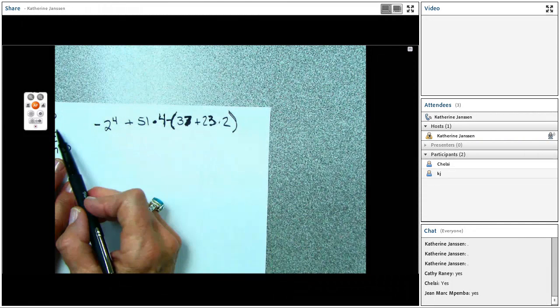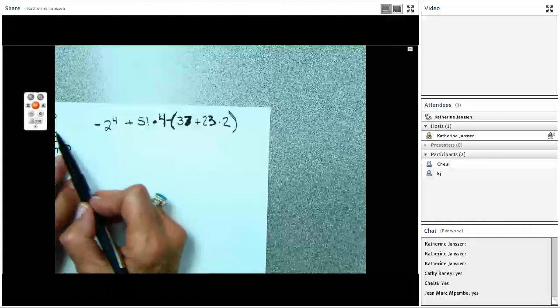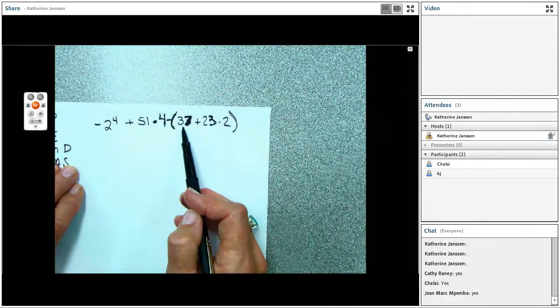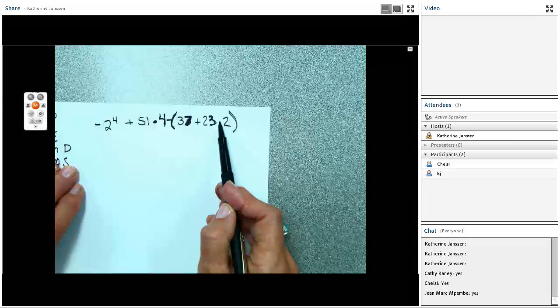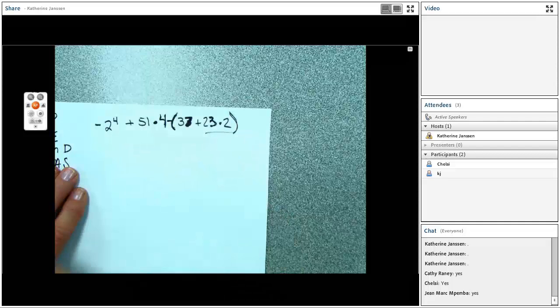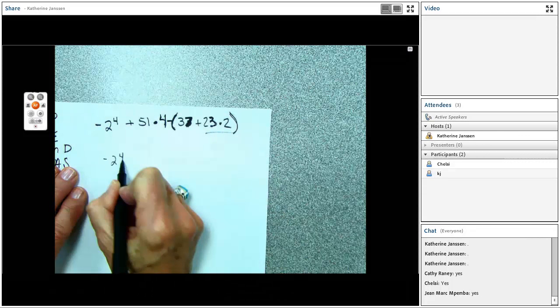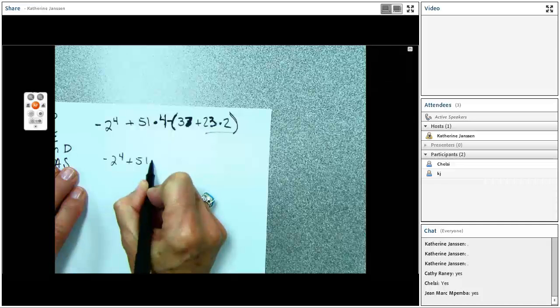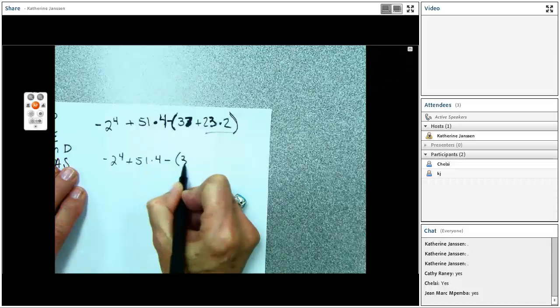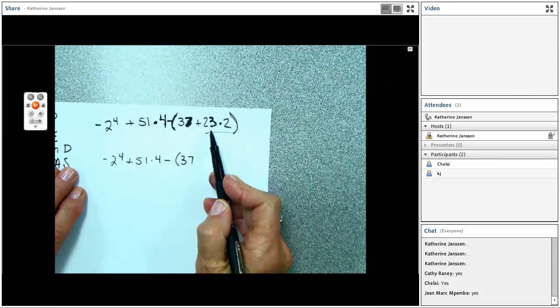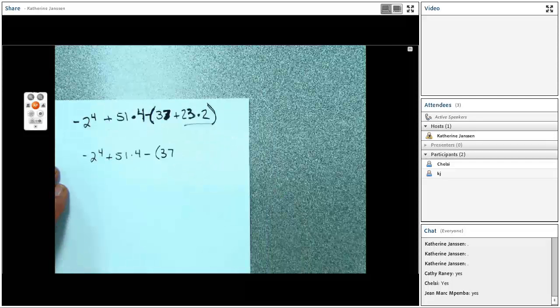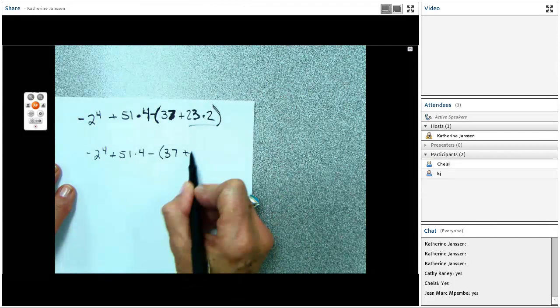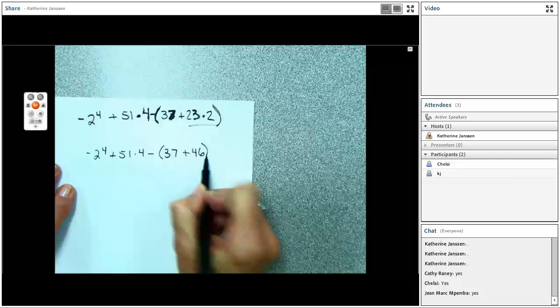Within parentheses, I don't see any more parentheses. I don't see any exponents. From left to right, it looks like there's multiplication, so I'm going to do that first. And 23 times 2 is 46.